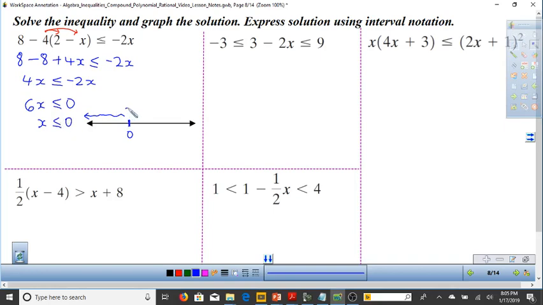So I use a bracket opening to the right, or to the direction that we shaded. Sorry, this is to the left. And then based on this graph, I can say the solution using interval notation is we're starting at negative infinity, which always uses parentheses, and we're stopping at 0, which has a bracket.